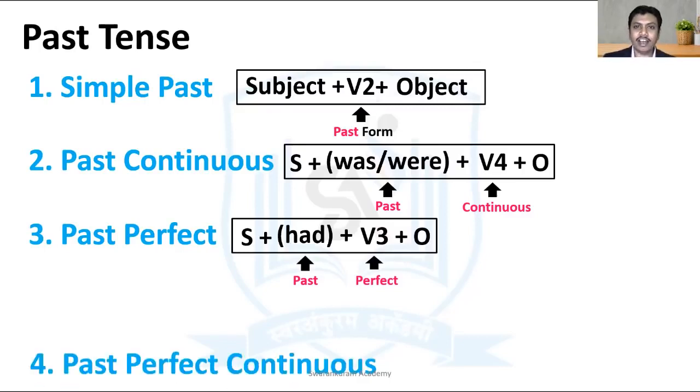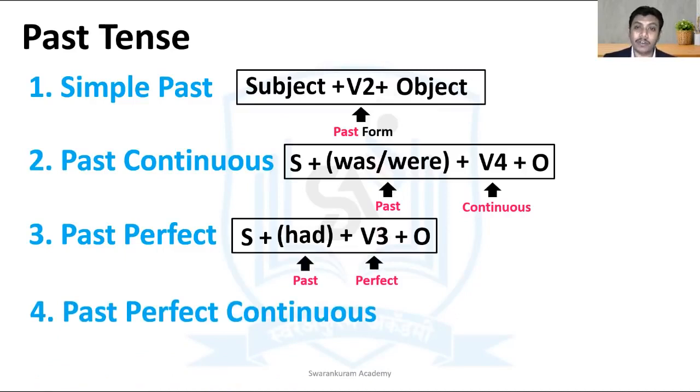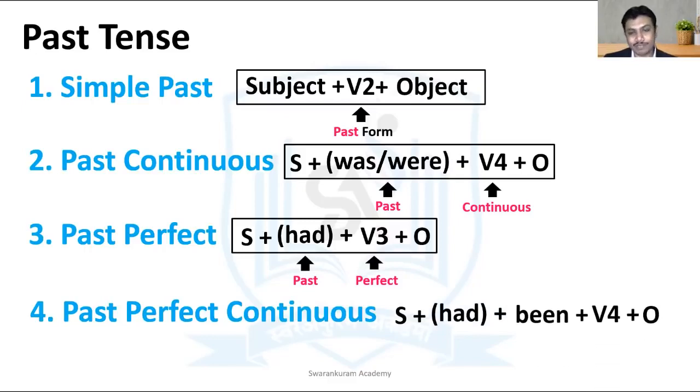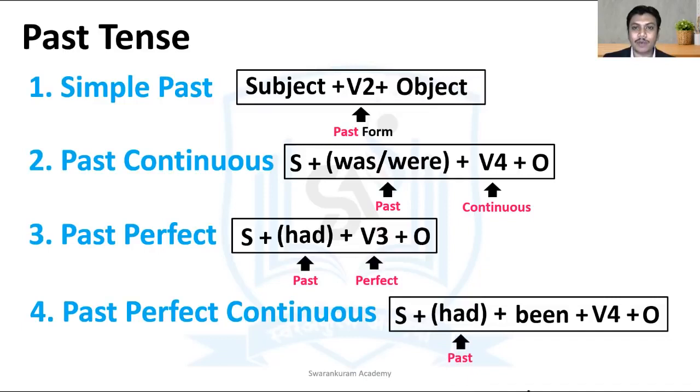Now in a similar way, I will also form past perfect continuous tense. I will use the subject, then had, then been, then V4, and then the object, and it will become past perfect continuous. How beautiful it is. How easy to understand the formation of tenses in English grammar.